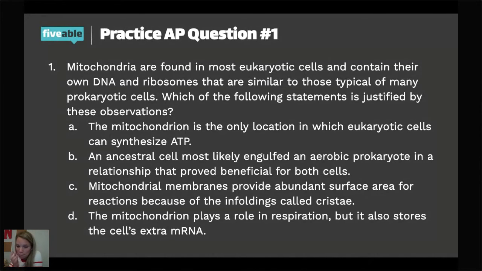B, B. Thank you, Shreya and Anna. So an ancestral cell most likely engulfed an aerobic prokaryote in a relationship that proved beneficial for both cells. What do we call a relationship when it's beneficial for both? Mutual. Symbiotic.